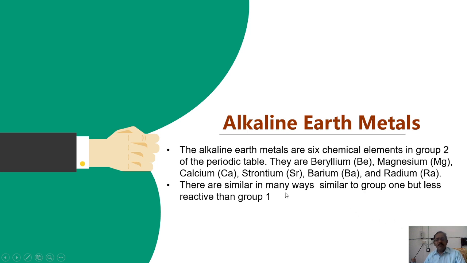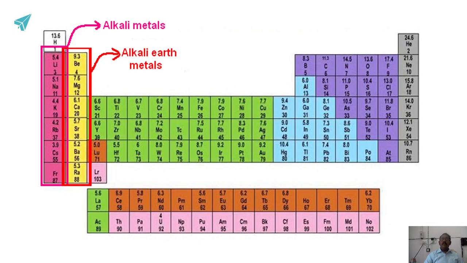They are similar to alkali metals, but less reactive than alkali metals. Alkali metals like sodium, potassium, rubidium are more reactive than this group of metals. In the periodic table, with the exception of hydrogen, the first group is alkali metals and the second group is alkaline earth metals.